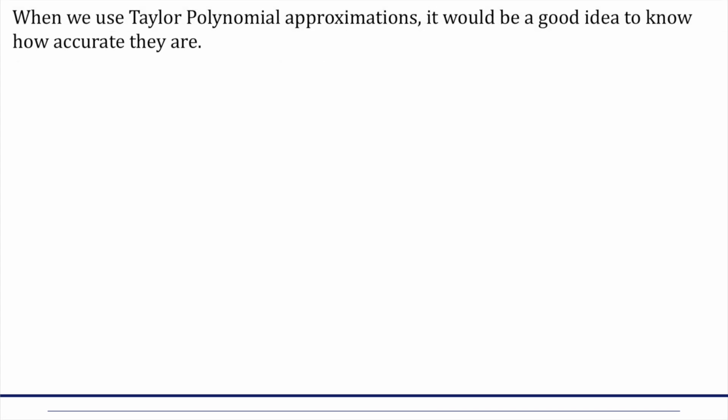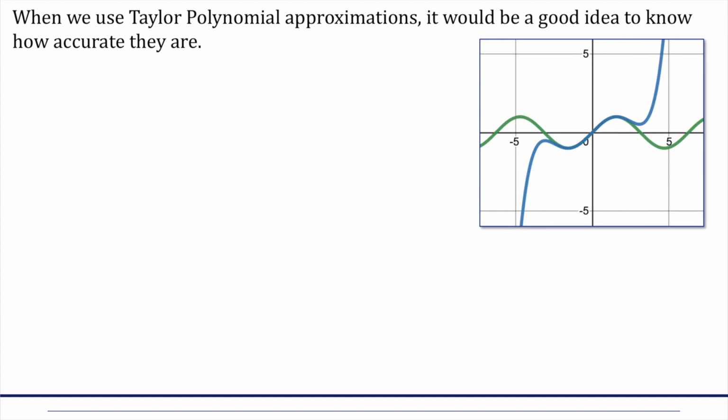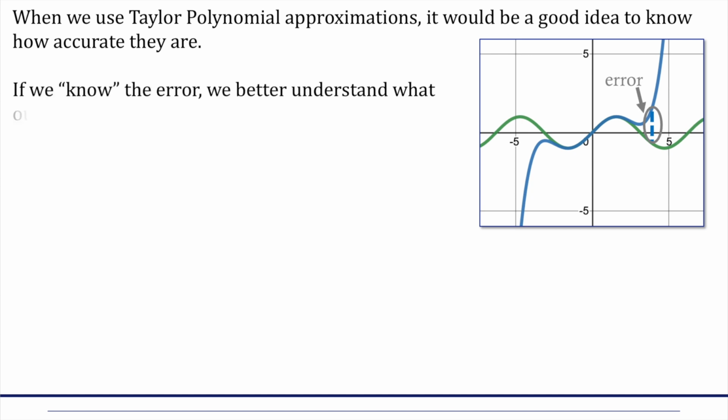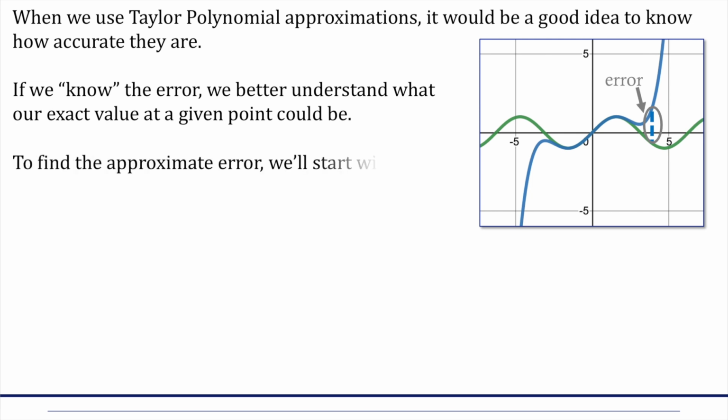When we use Taylor polynomial approximations, it would be a good idea to know how accurate they are. Like this guy, we're pretty good up until here, but then they kind of start to go their own ways. So this gap right here, we'd call that the error. If we know the error, we better understand what our exact value at a given point could be.